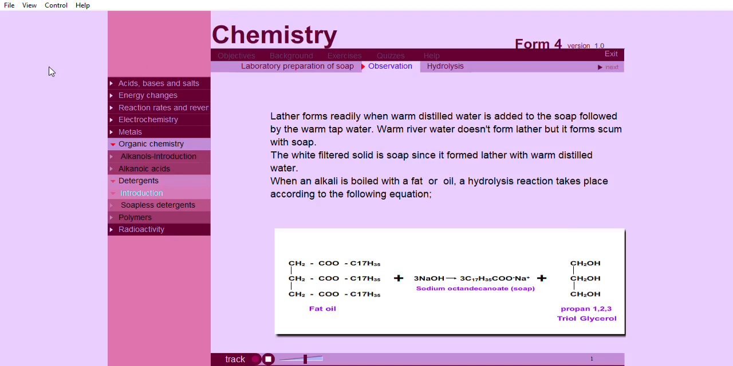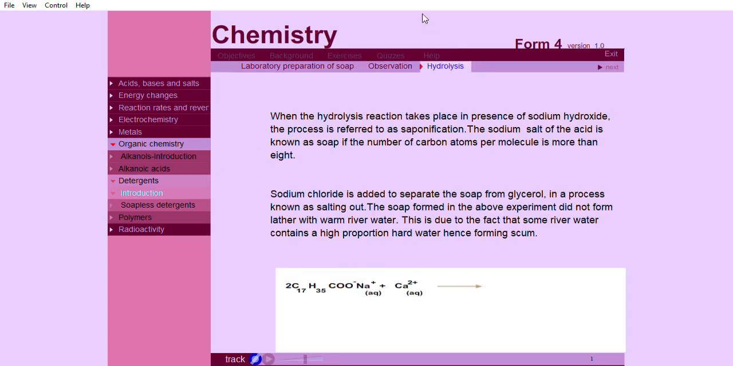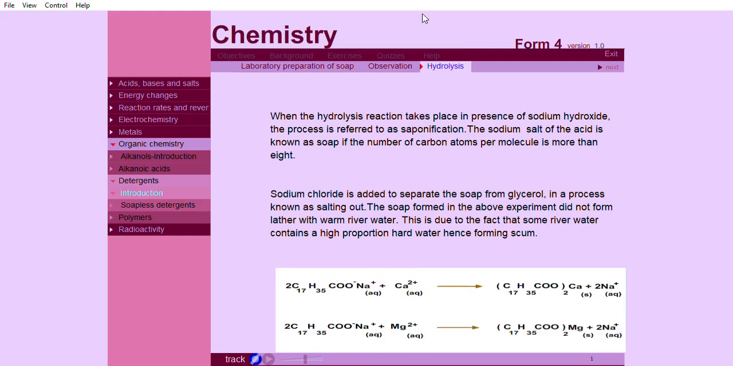The white filtered solid is soap since it formed lather with warm distilled water. When an alkali is boiled with a fat or an oil, a hydrolysis reaction takes place according to the following equation. When the hydrolysis reaction takes place in the presence of sodium hydroxide, the process is referred to as saponification.